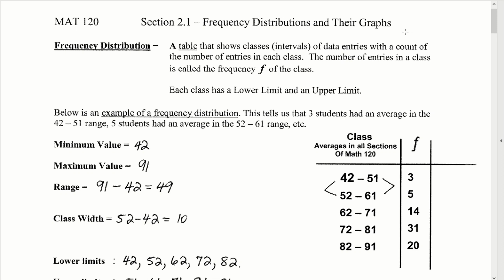In section 2.1, we're going to look at frequency distributions and their graphs. A frequency distribution is a table that shows the classes in intervals of data entries with a count of the number of entries in each class. The number of entries in a class is called the frequency of the class. Each class will have a lower limit, which is the smallest number a value can have to be a member of a class, and also an upper limit, which is the largest value a member can have to be an element in a class.